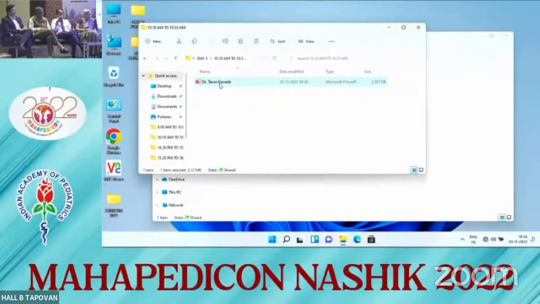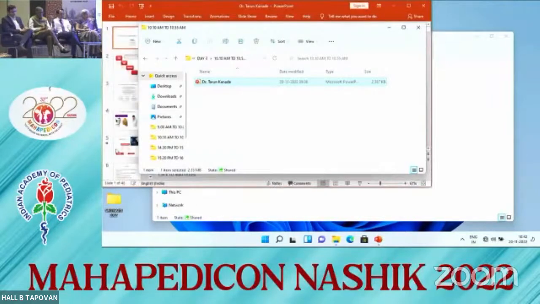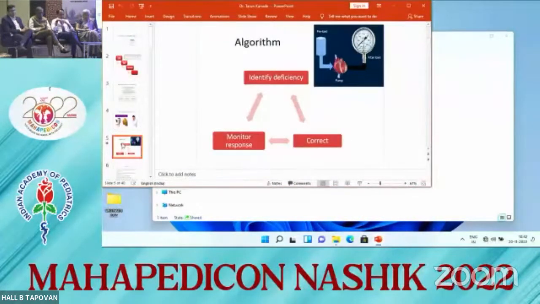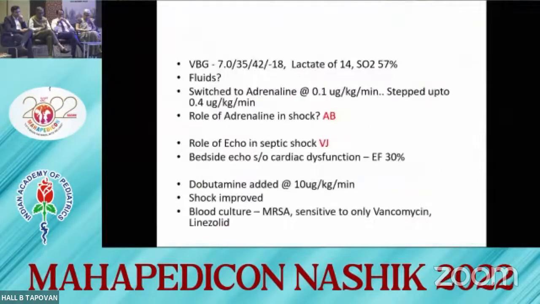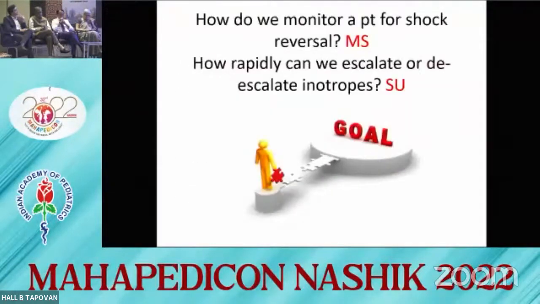This child fortunately got an echo done, and it showed an ejection fraction of 30%. So we added dobutamine to this child, and the shock improved, since the child had a cardiogenic element to it. The blood culture meanwhile grew MRSA, sensitive only to vancomycin and linezolid. The child was already on vancomycin, fortunately improved, and is right now doing well in the hospital.